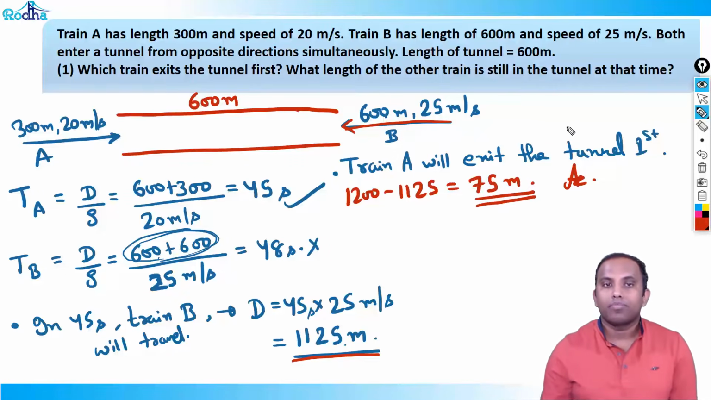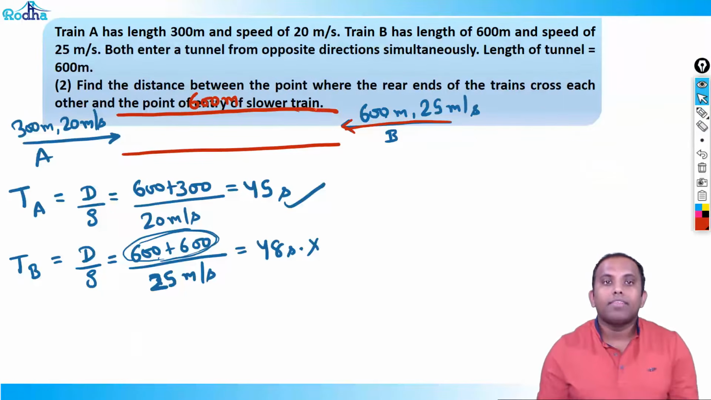Now the second question we'll solve. Clear up this part here. Train A has length 300 meters and speed of 20 meters per second.